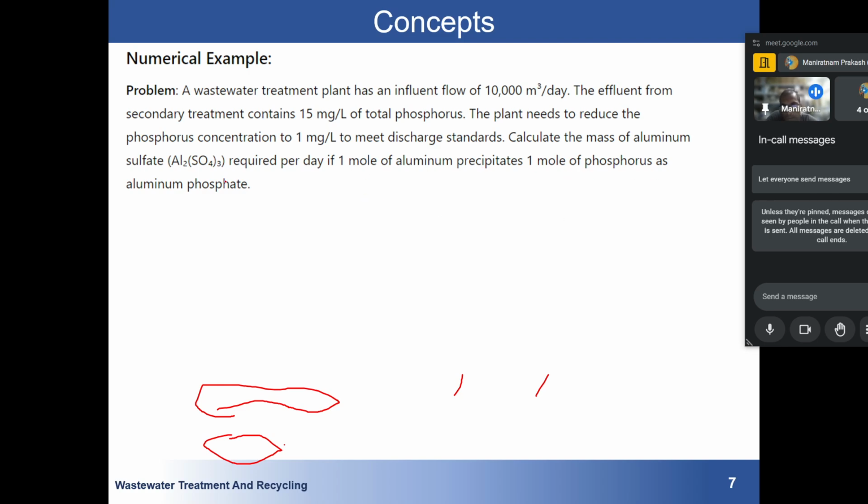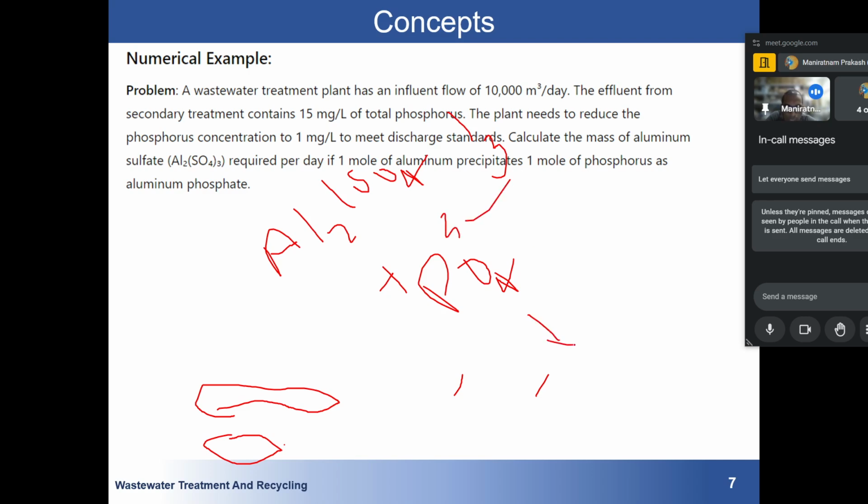If this statement was not written, then one should have written the reaction between aluminum sulfate, Al2(SO4)3, and we know that the phosphorus will be present in the form of phosphate, PO4 3 minus. Okay. So one will write this equation, and we know that this will form aluminum phosphate, AlPO4.